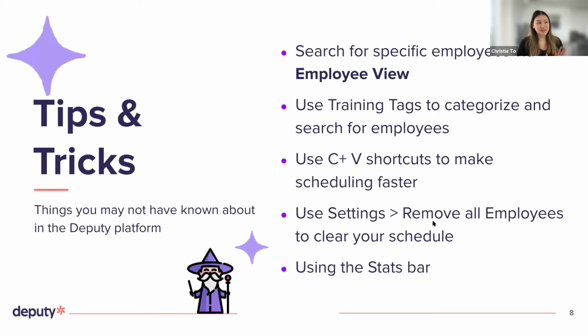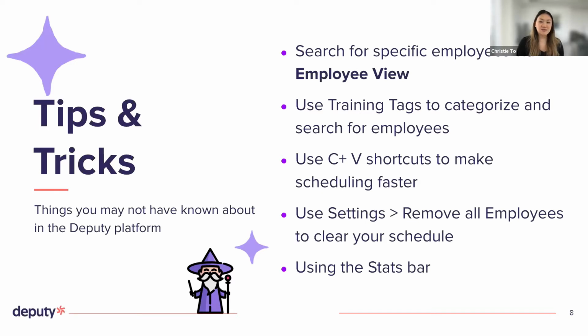Within the tips and tricks, things that we may not have known about the Deputy platform, we searched for specific employees via the employee view. So that was the Excel style spreadsheet that we saw with all their employees and their shifts. We used training tags to categorize and search for employees. So that's really helpful if you have people who have specific shift preferences or have different types of information associated with them, like key card access.